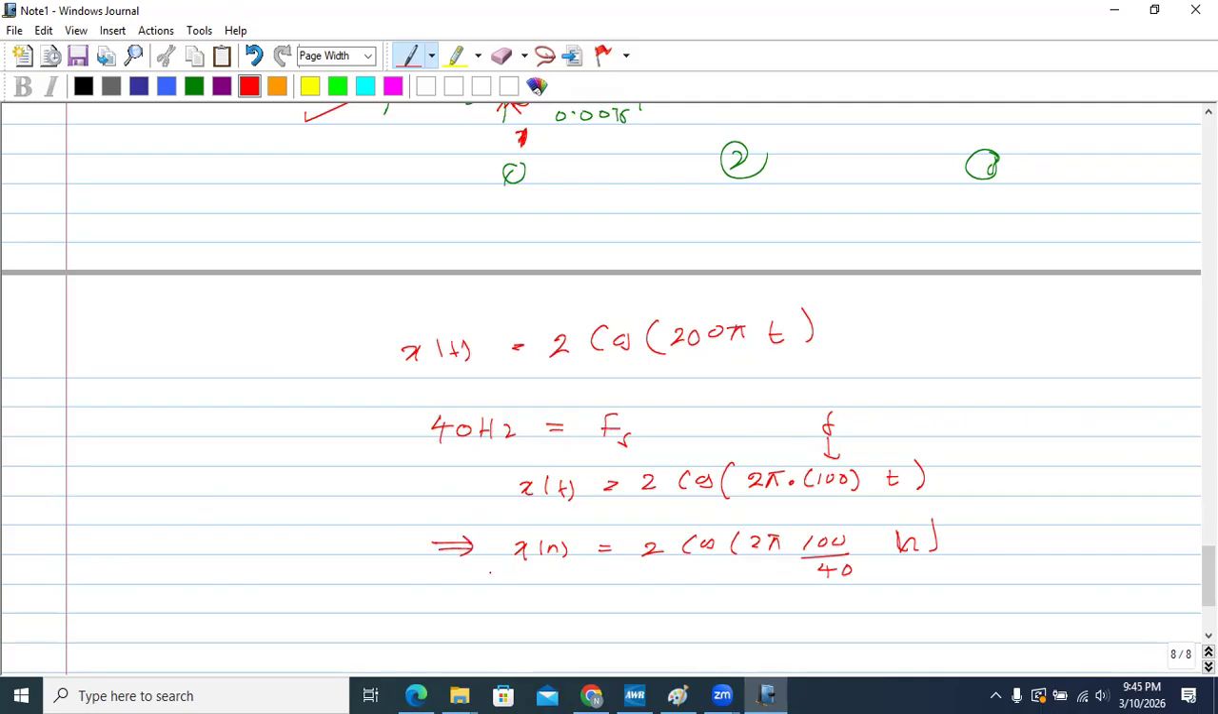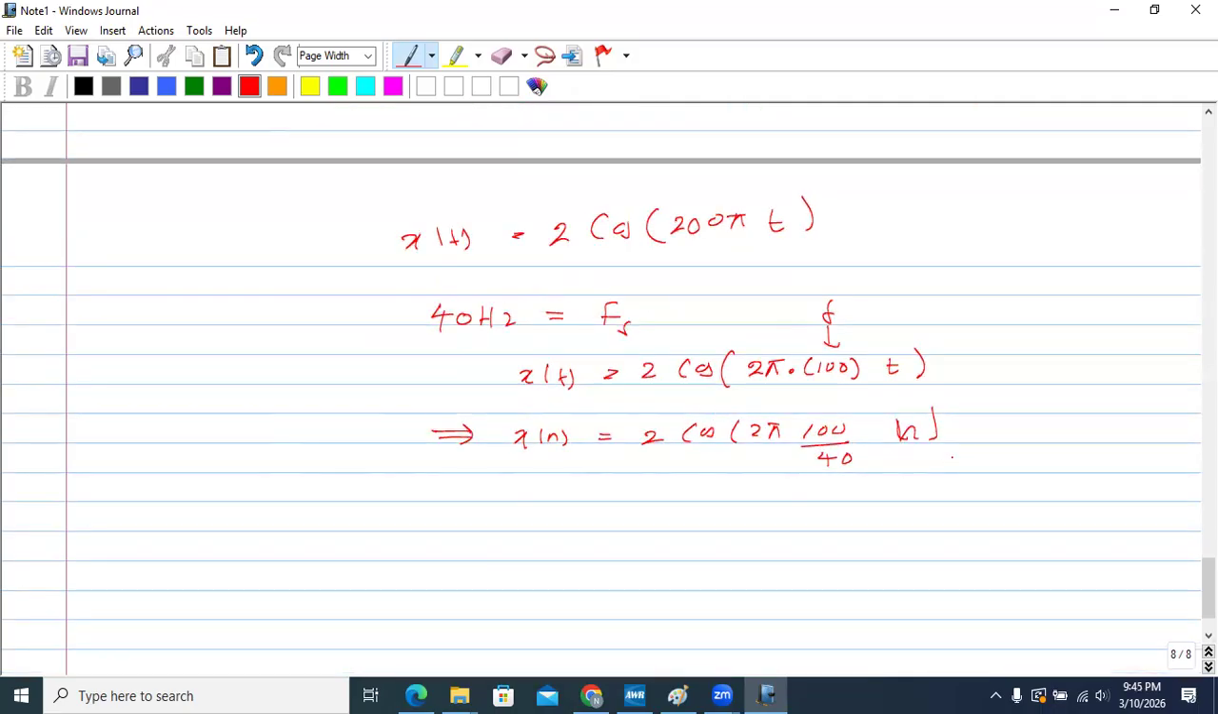Now you can see that this normalized frequency is what? It is 10 divided by 4, that means 2.5. So it is very much greater than half, no? So there is an aliasing effect. Okay. So now you are asked to find the aliasing frequencies. So how do we find them?